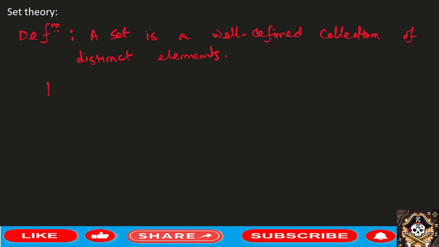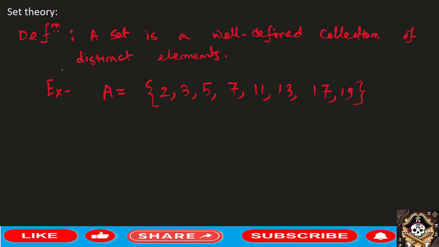For example, let us take A is a set of prime numbers from 1 to 20. Then what will be the prime numbers? 2, 3, 5, 7, 11, 13, 17 and 19. That's it. So any elements written in the set is forming a collection is called a set.